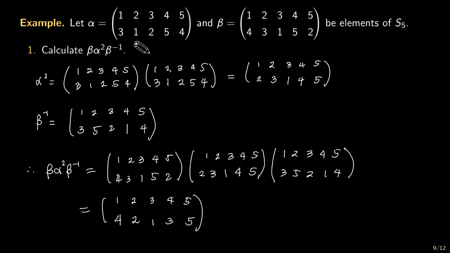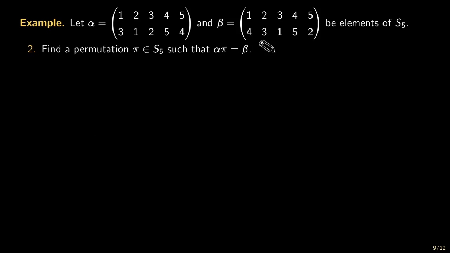Although we don't have a name, right? But it doesn't matter. Take note that S of 5 has 120 elements because that's 5 factorial. Okay?